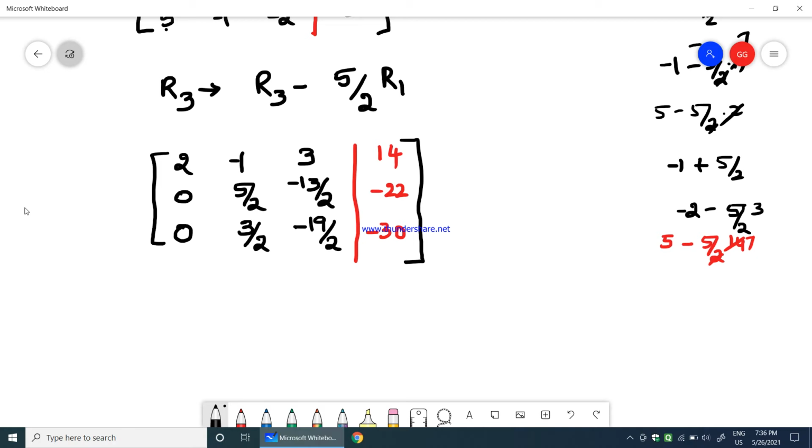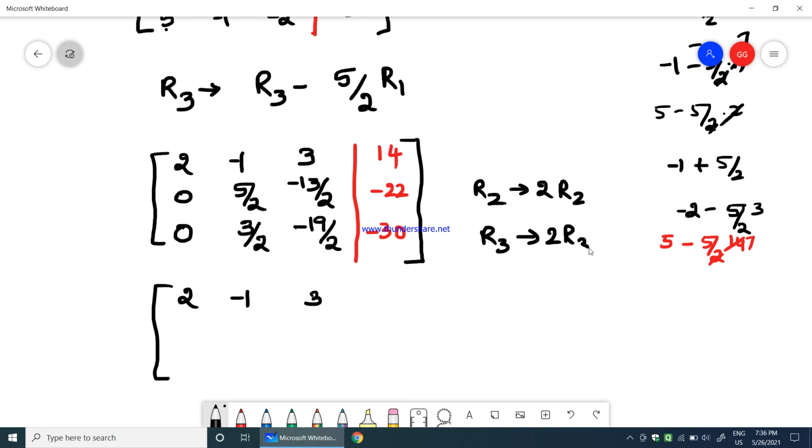So I'll just multiply the first, second row and third row with the 2, so that we'll see what will happen. So I can say it as 2, minus 1, 3. So I'll just multiply R2 with 2 times R2, R3 with 2 times R3. So what will I get? 0, 5 by 2 into 2 is 5, minus 13 by 2 into 2 is minus 13. 0, 3 by 2 into 3 is 3, minus 19 by 2 into 2 is minus 19.